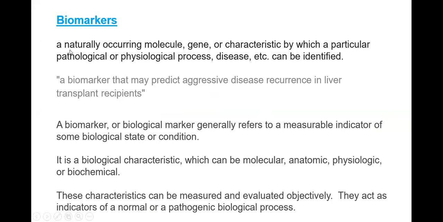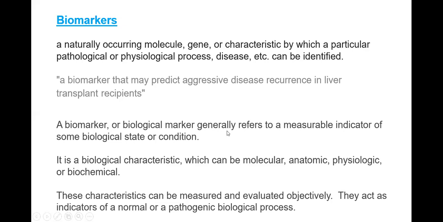So biomarkers are naturally occurring molecules, genes or characteristics by which a particular pathological or physiological process, disease, etc. can be identified. So it gives an indication, a marker for a specific biological function. A biomarker may predict aggressive disease recurrence in liver transplant recipients. For a person who has gone for liver transplantation, you might have biomarker levels that tell about the aggressiveness and disease recurrence.